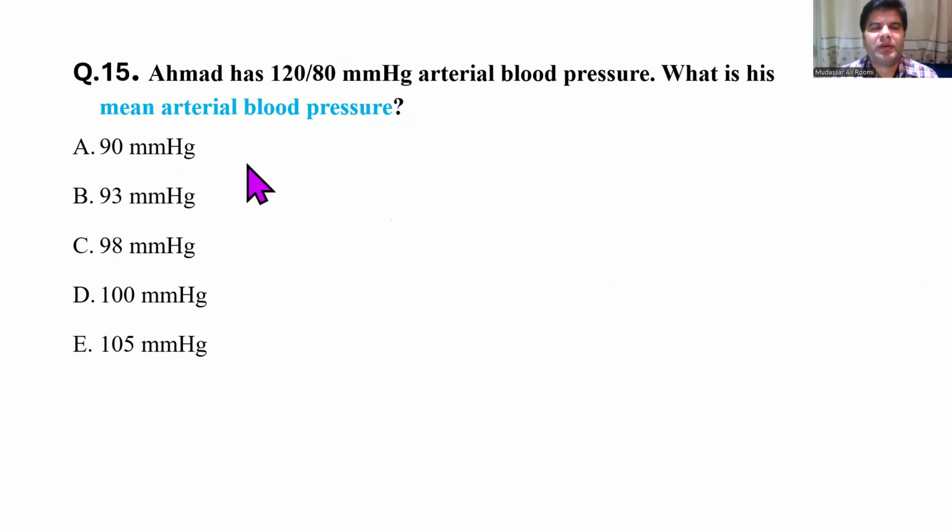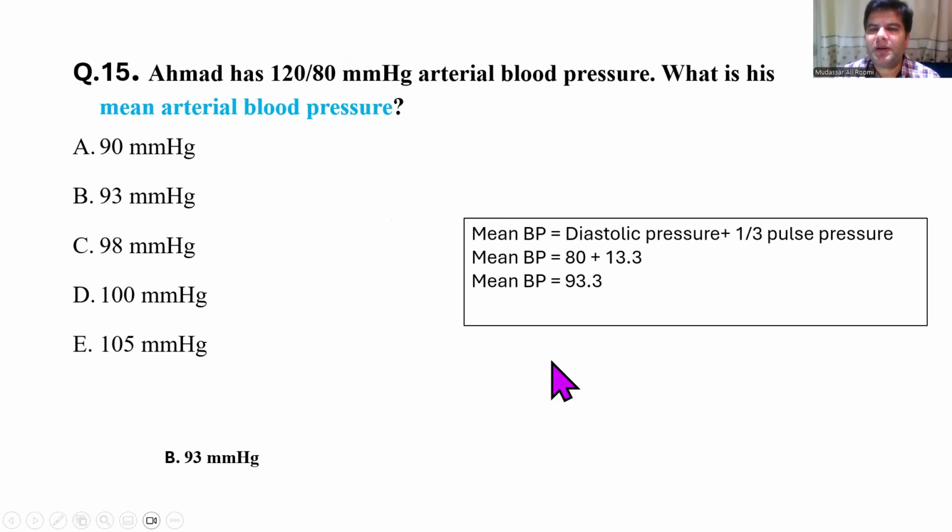Next question: Ahmed has 120 by 80 millimeter of mercury arterial blood pressure. What is his mean arterial blood pressure? The options are 90, 93, 98, 100, 105 millimeter of mercury. And the answer is B, 93 millimeter of mercury. So how do we calculate mean arterial blood pressure?